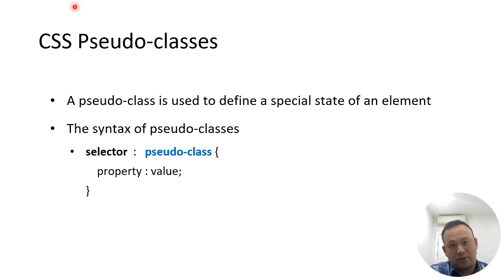A pseudo-class is used to define a special state of an element. For example, it can be used to style an element when a user mouses over it, style visited and unvisited links differently, or style an element when it gets focus. So this is the syntax of the pseudo-class. We have a selector, we have a pseudo-class, we have a property, and we have a value inside.